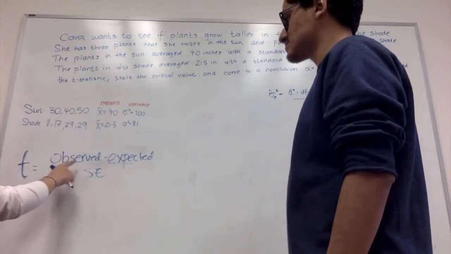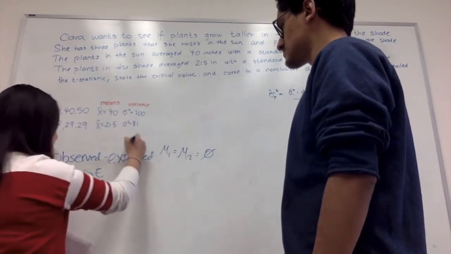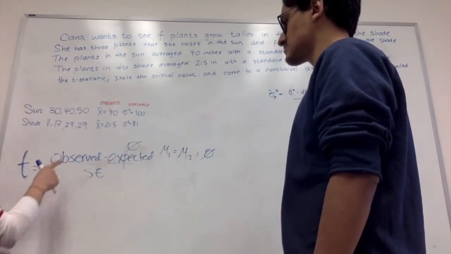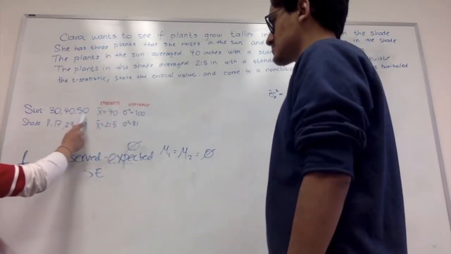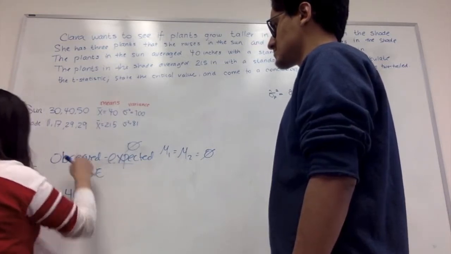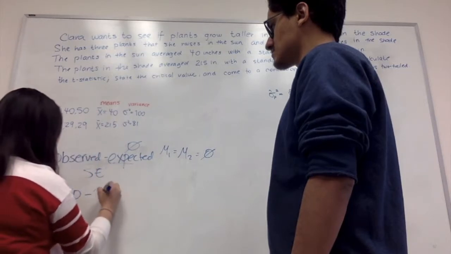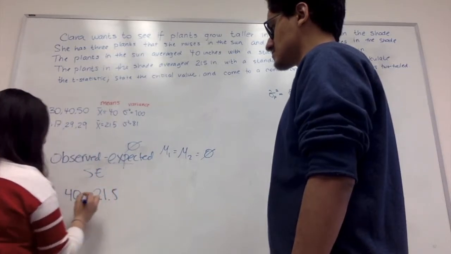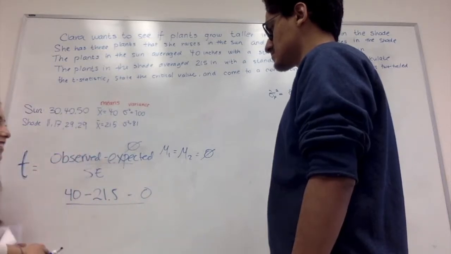So we're going to do observed minus expected. And this is 0. And then the observed is going to be our means of both of these. So 30 plus 40 plus 50 divided by 3 is 40. So we're going to do 40 minus the mean of these, which is 21.5, and then minus 0. So now we have to find the standard error.